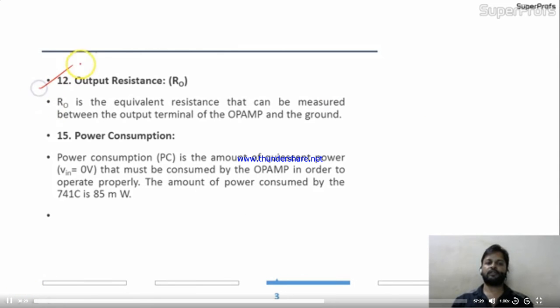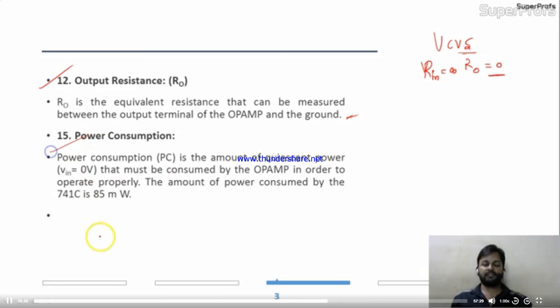Let's come to the output resistance. As we discussed earlier, the op-amp is a voltage-controlled voltage source. Voltage source means the output resistance should be 0, or in practice very low, and at the input it should be infinity. So R0 is the equivalent resistance that can be measured between the output terminals of the op-amp and the ground. Everything will be measured with respect to ground only.